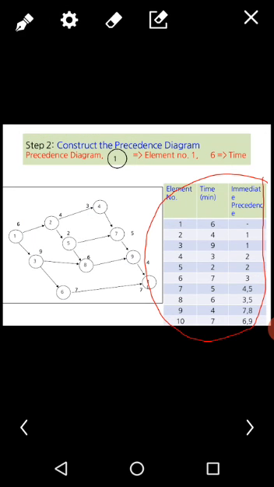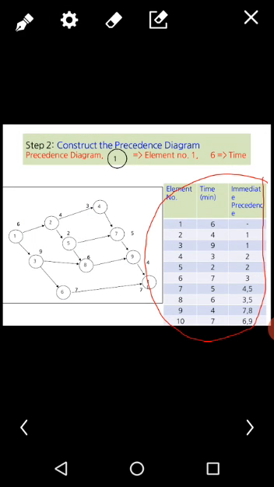First we need to check the elements and their precedence. For element 1 we have 6 minutes and its precedence is dash. Dash indicates that we need to consider element 1 as the starting point. Got it? Element 1 is the starting point, so it doesn't have any precedence. Precedence means it's a before value. It doesn't have any precedence, so element 1 is the starting number.